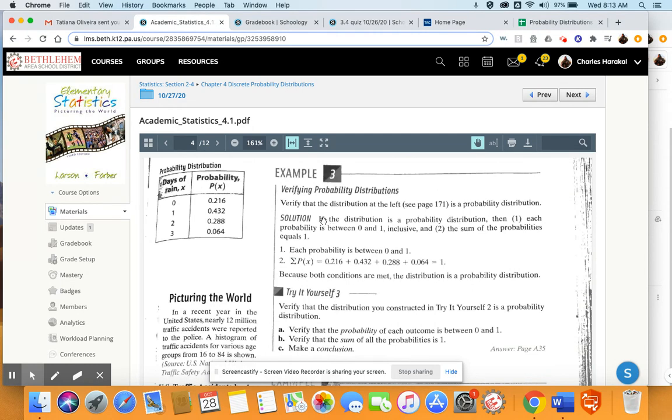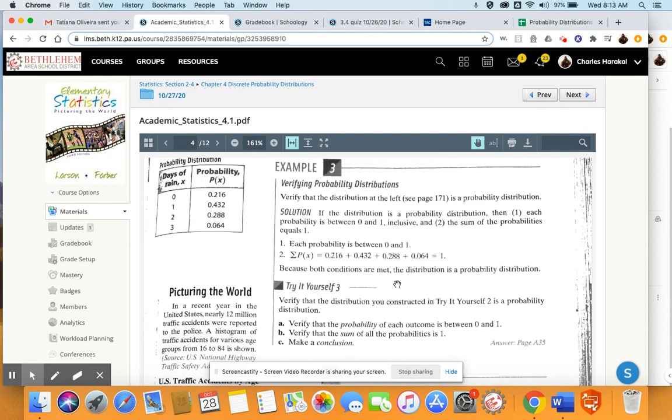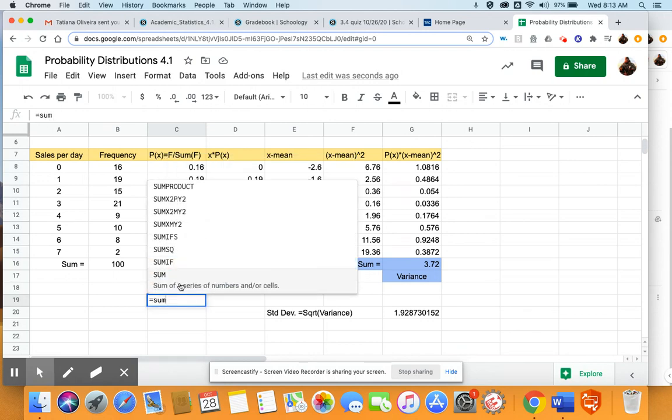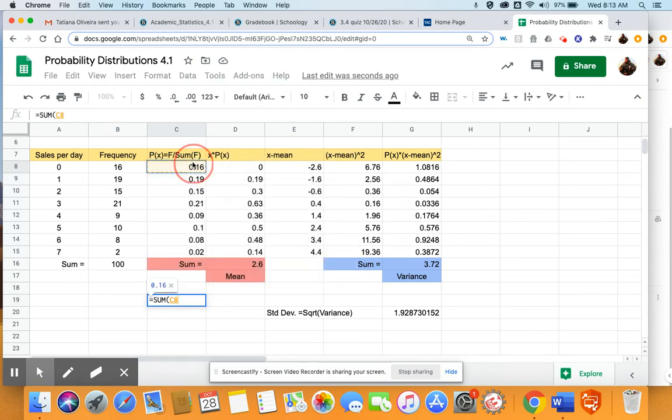They ask us to verify the probability distribution. One of the easy ways you can do that: you created it, so it should be correct, but you should always find the sum of that column. If we found the sum of that column, it should come out to 1. This sum here is actually for the next column, we'll talk about that in a moment. But if you wanted to double check that, equals sum, and then just highlight these, and it should come out to 1. And you can see it's going to be 1. So we're good there.